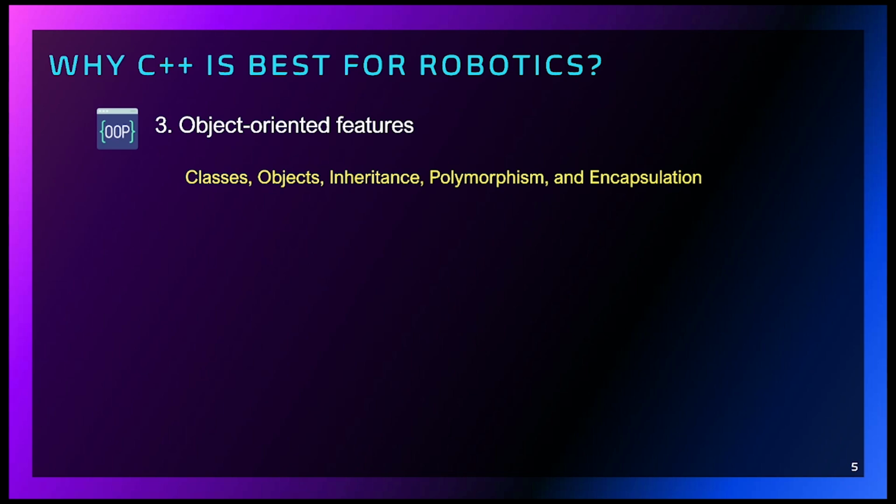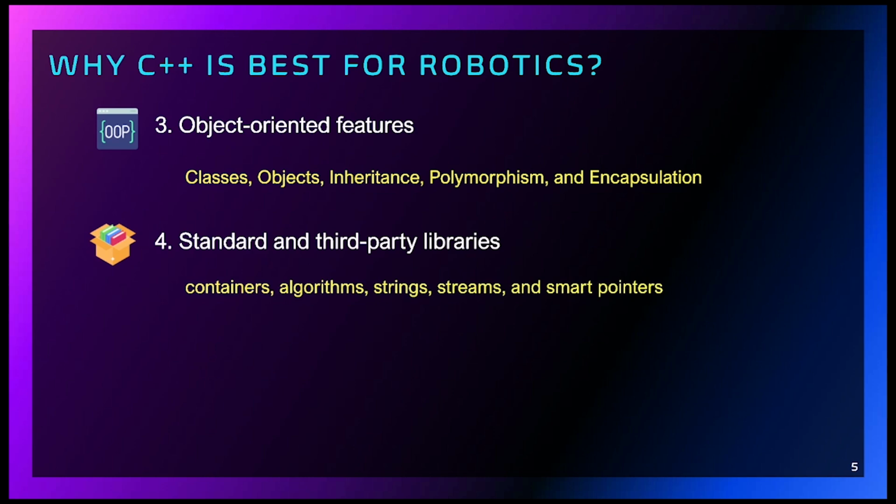Fourth, C++ has a rich set of standard and third-party libraries that can provide you with useful functions and tools for developing your robotic system. The standard library includes features such as containers, algorithms, strings, streams, and smart pointers that can simplify and enhance your code.